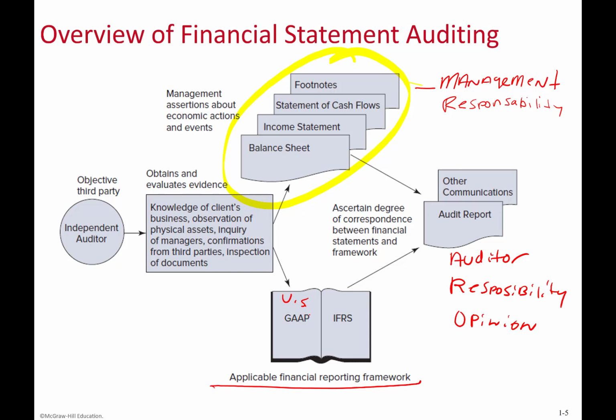Okay, so even in the CPA exam, the financial section does have some IFRS, but if you start to look at the blueprints for what's on that part of the CPA exam, they have backed off on how much they're pushing IFRS now, okay? So, of course, for U.S. GAAP, we have the FASB.